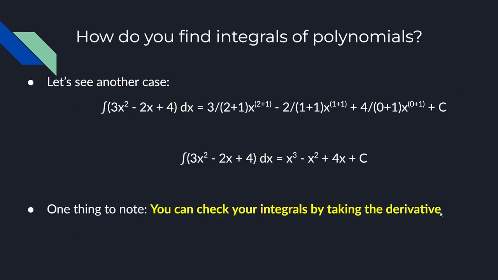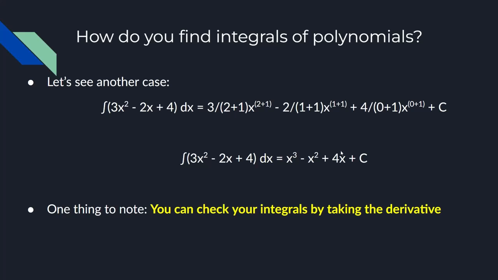Now let's see a slightly different case. So here we have this 3x squared minus 2x plus 4. Again, we do the same thing. We add 1 to each of these exponents and divide the coefficient. So 2 plus 1 is 3. 3 divided by 3 is 1. So this becomes x cubed. We add 1 to this exponent to get 2. 2 divided by 2 is 1. So we get x squared. There is no exponent because this is a constant. There is no exponent, so it's just 0. Add 1 to it, divide 4 by the 1, and we get 4x. So it's just adding on an x, and we get plus c.